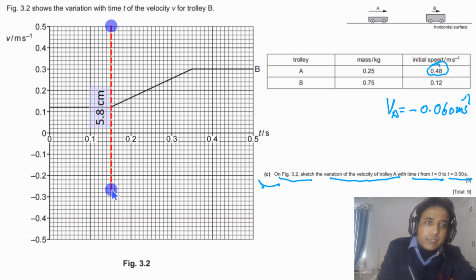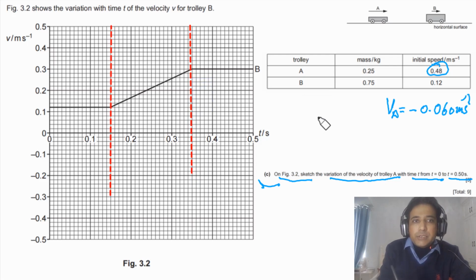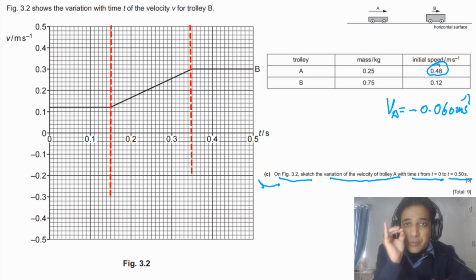So the collision is taking place here. It started here and the collision stopped here. So at this point it stopped. So here the collision is taking place. So it means before the collision and after the collision, the velocity of trolley A is constant.